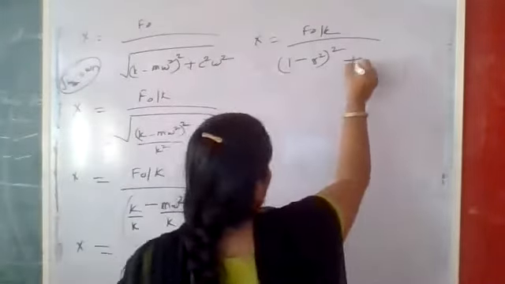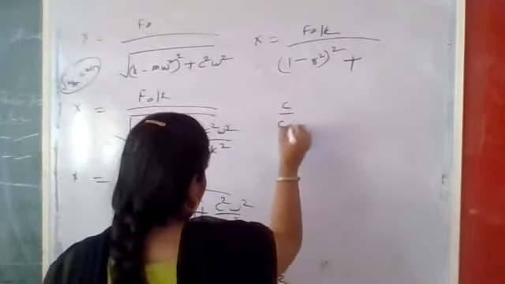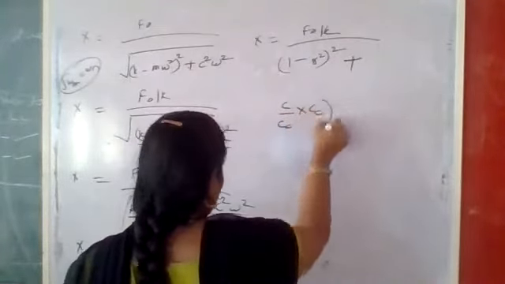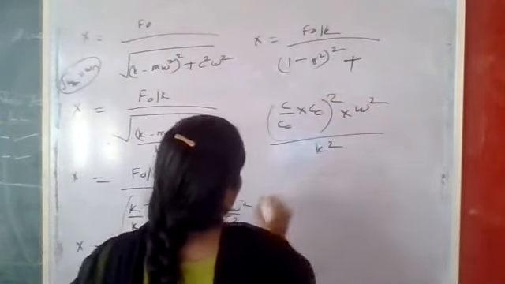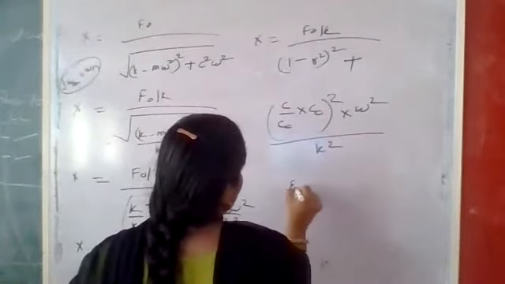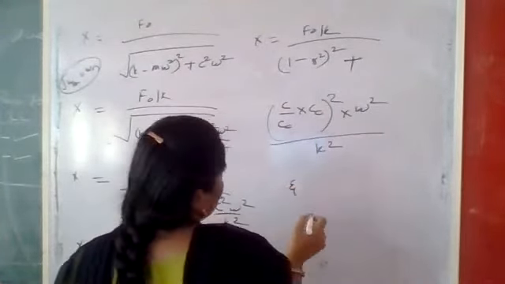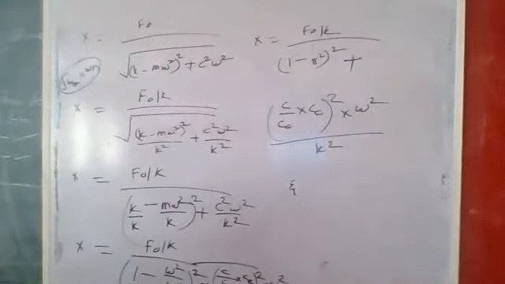Already we know that omega upon omega n, that is r, so it will become 1 minus r, bracket square, plus that remaining term that I will resolve first. Then I will write c upon cc, that is the bracket square, into omega square divided by k square. That c upon cc is zeta, into cc. What is meant by cc? Already we know cc is equal to twice m omega n. cc is nothing but twice m omega n.